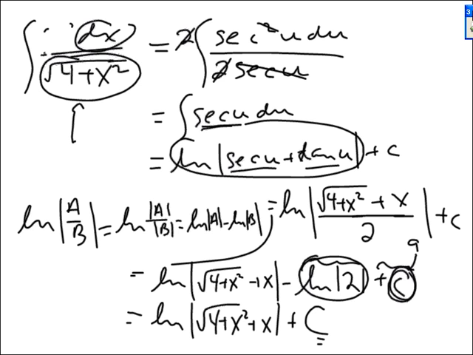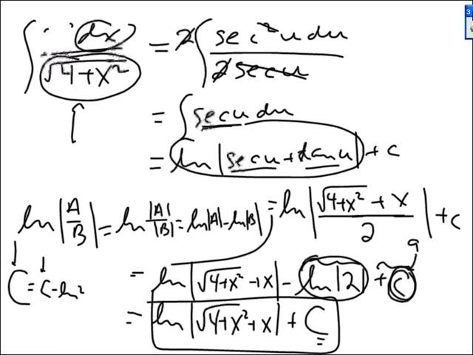This is big C. All I know is that big C is equal to little c minus ln of 2. If little c can be anything, well then big C is anything. And that's the answer you would see in the back of your book, or if your teacher did it in class or something.